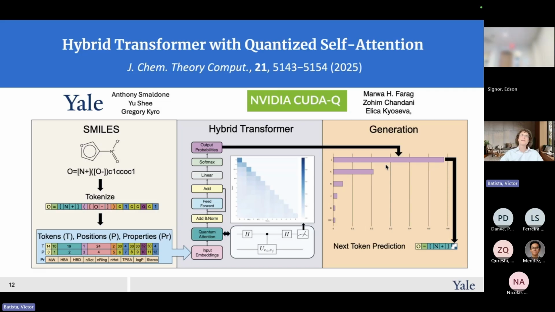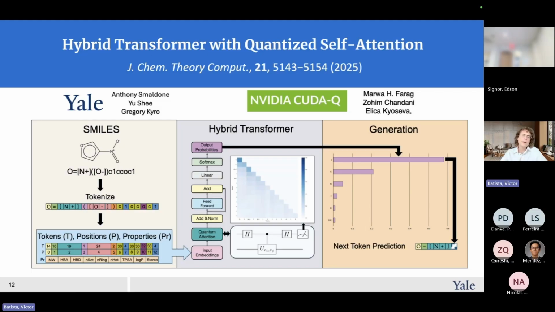Another development we have recently made is what is called the hybrid transformer architecture. We collaborated with a group at NVIDIA, and these are the scientists from NVIDIA who collaborated with us to see whether we can use one of these quantum processors for running ChatGPT more efficiently.